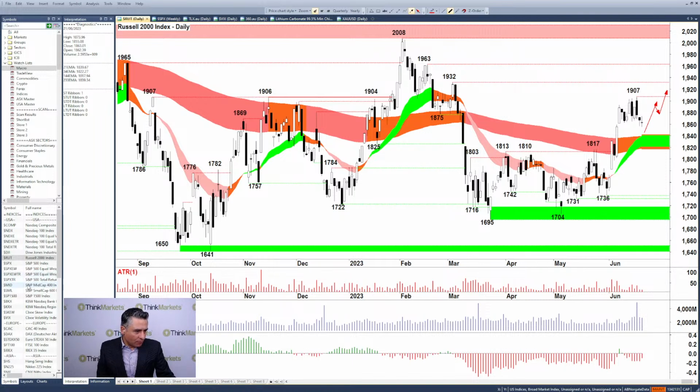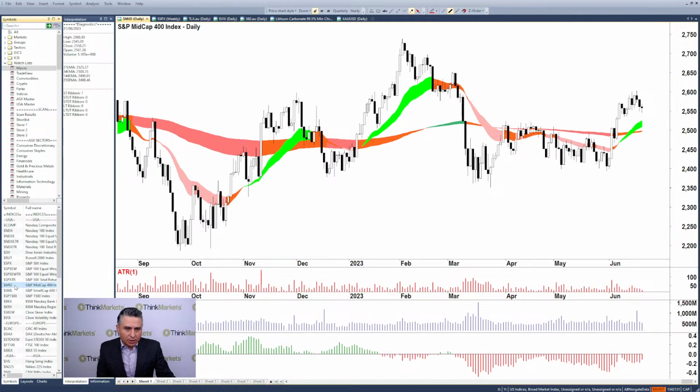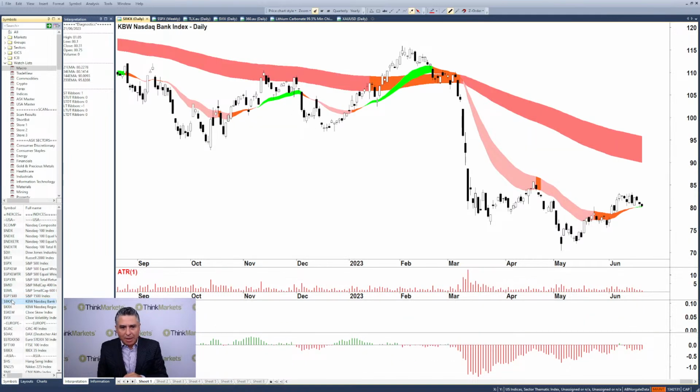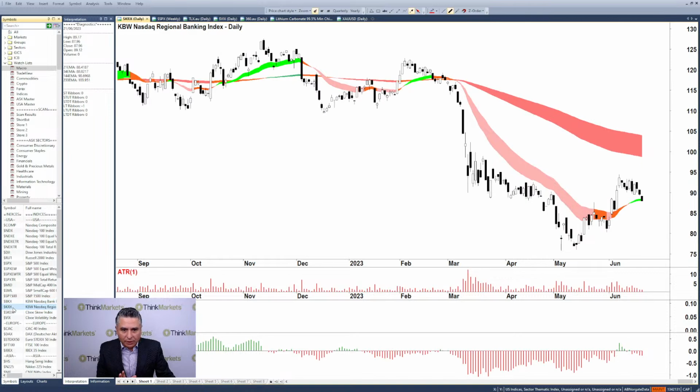A couple of other ones. Let's have a look at just quickly the mid caps. Not too bad there. And the small caps, again, reflecting the Russell. Actually, a little white candle on the small caps. So that's pretty good. Looking for the red flags here, banking sector, not great, but it's been relatively quiet.